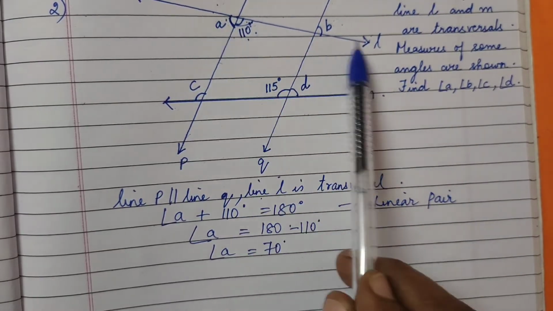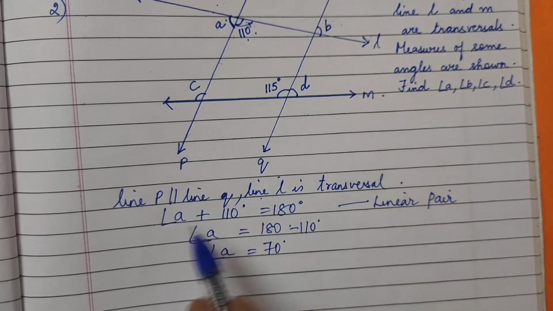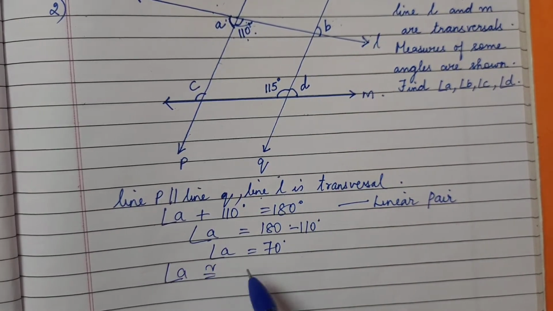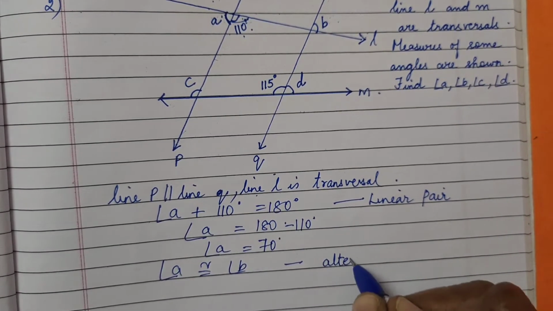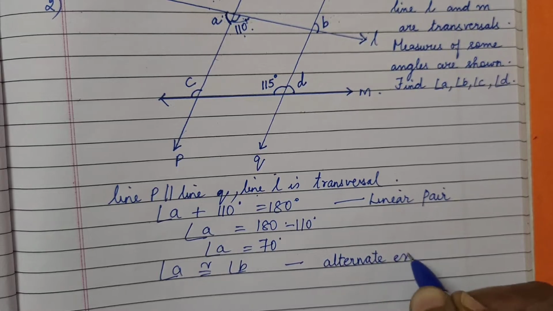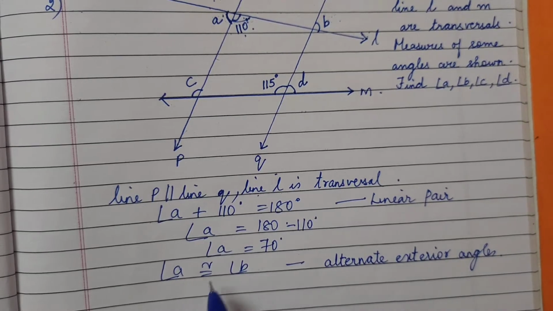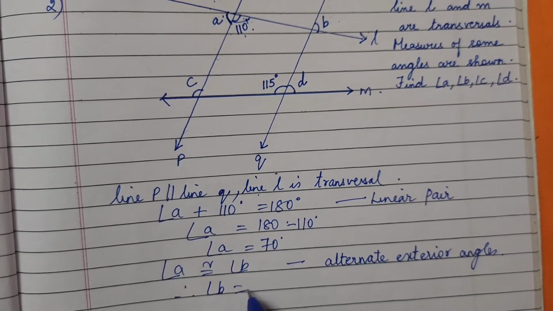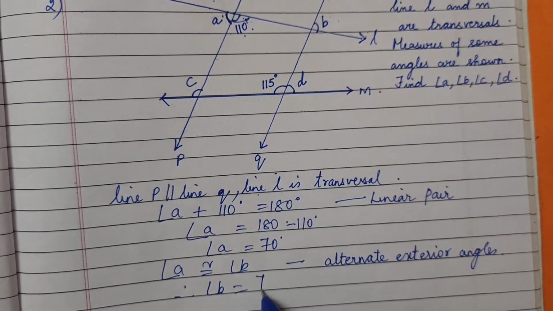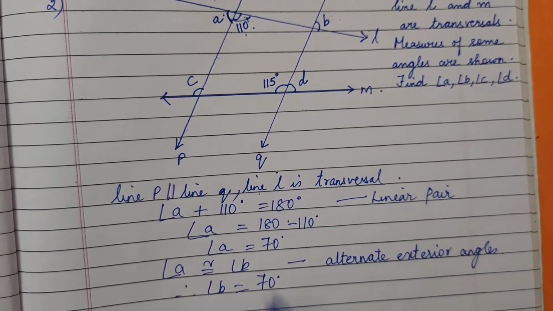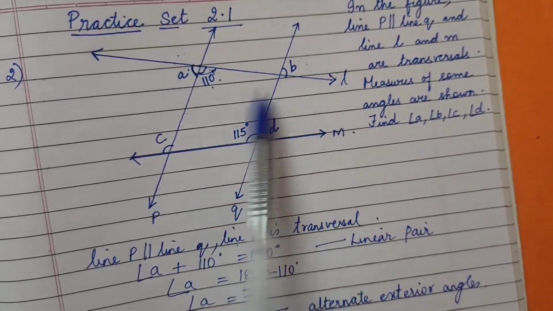Now see, within this transversal we find this also. We have already discussed angle A is congruent to angle B because of what we said, alternate exterior angles. So we are writing the reason: alternate exterior angles. Therefore we can say angle B is also, what is angle A? The same angle goes here also, that is 70 degrees. So we have found A and B. This transversal is now complete.